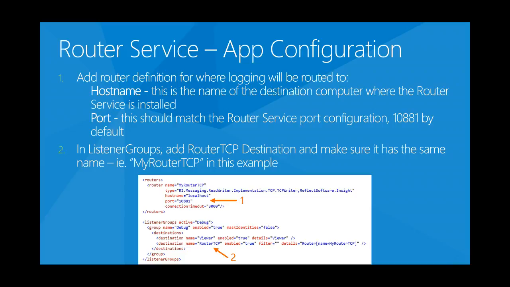Keep this in mind: where you install the router service, if it's on server A, and you defined on that server to use 10881, then leave the defaults. But if you decide to use a different port over the network, then you would want to put that port number in here. The second configuration is in the listener groups. You want to add a router for the TCP destination. Make sure it has the same name as above. So where you see number 1 here, I called it my router TCP. Again, use the same name here.